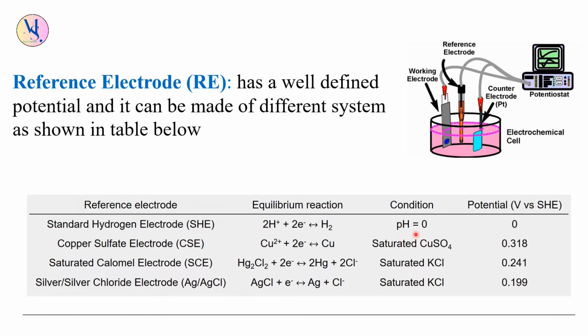For example, SHE works at pH 0 and its potential is arbitrarily taken 0 volt. While the copper sulfate electrode works when we use saturated solution of copper sulfate, and its potential is 0.318 volt, while saturated calomel electrode and silver chloride electrode work when we use saturated solution of potassium chloride in the salt bridge, and their potentials are 0.241 and 0.199 respectively.